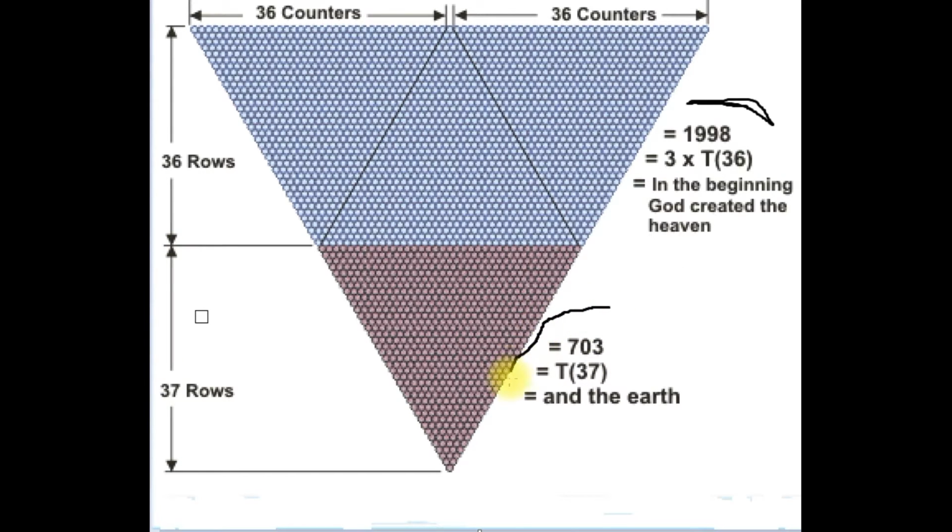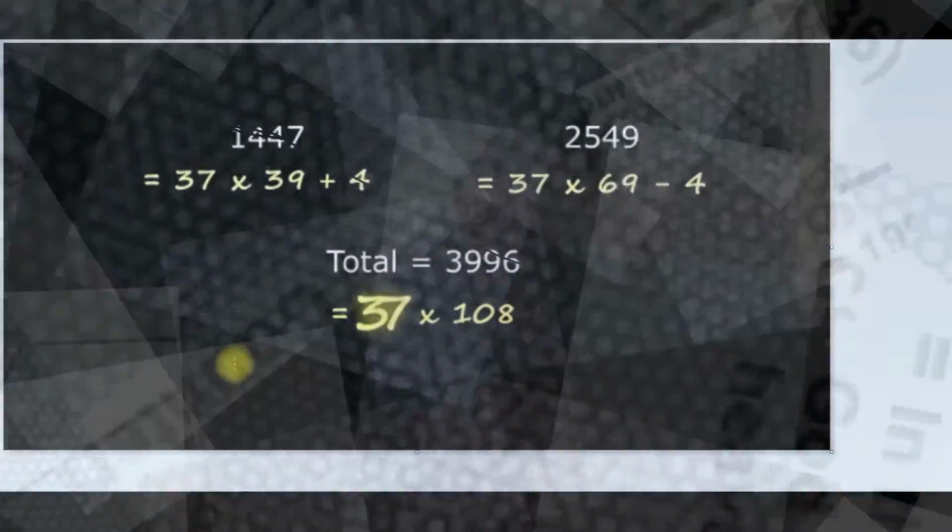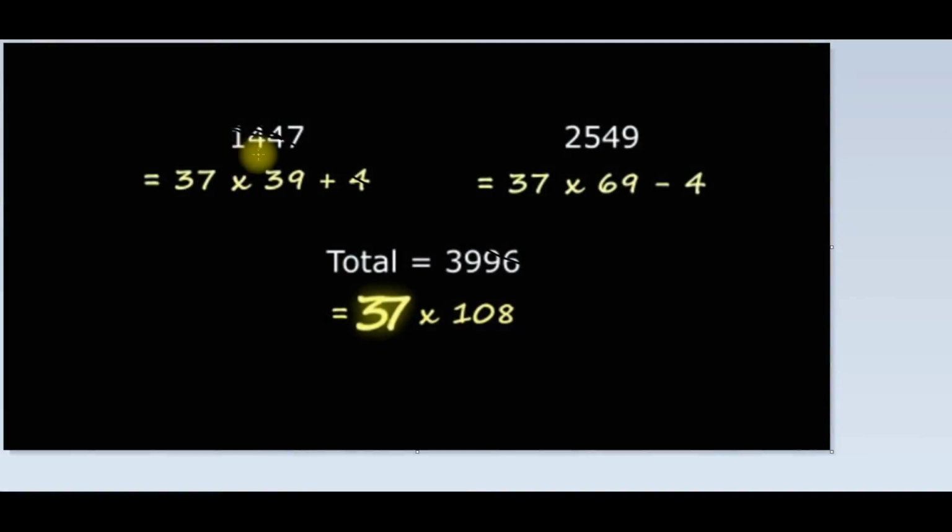703 equals "and the earth" from Genesis 1:1 in Hebrew. Triangle number 37. The number of units is 703. 1,447 and 2,549 would equal the Hebrew value for 2 proverbs that we're going to explore. But together, we're seeing the 3,996, which is 37 times the 108.